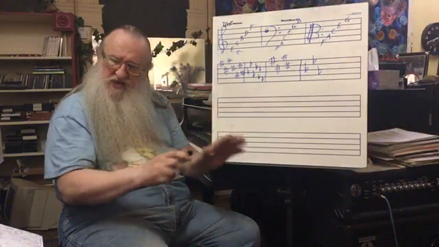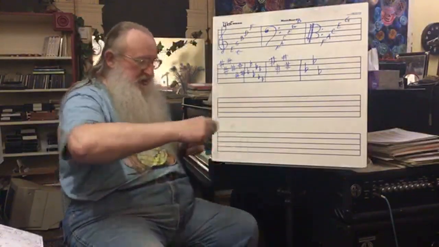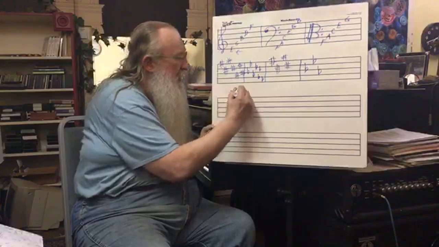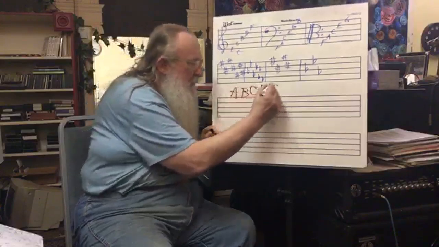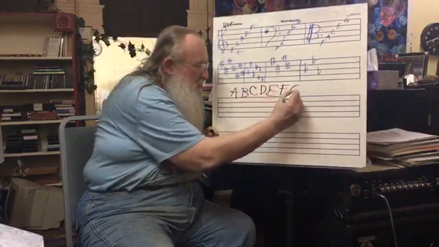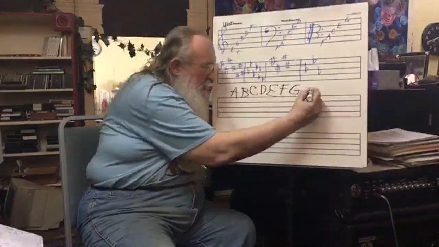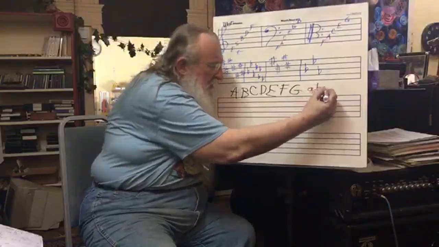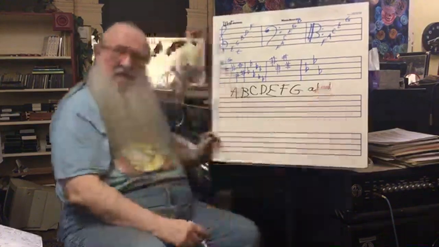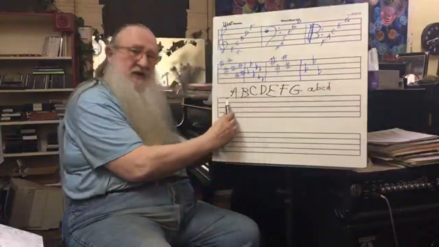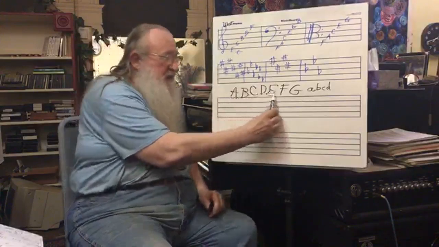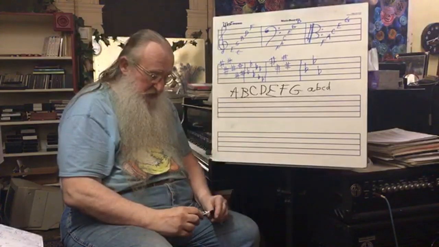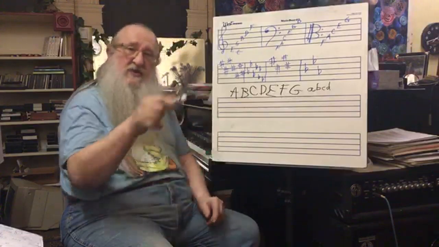Let's look at some of the other problems here. First of all, the major problem with the A, B, C, D, E, F, G system, let's write it out here. A, B, C, D, E, F, G, and then the whole process starts over again. A, B, C, D, etc. Now everybody learns the alphabet, A, B, C, D, E, F, G, H, I, J, K, L, M, N, O, P, etc. We learn to take the song Twinkle Twinkle Little Star and we learn to sing the alphabet.